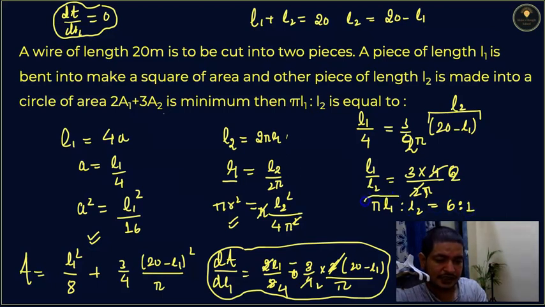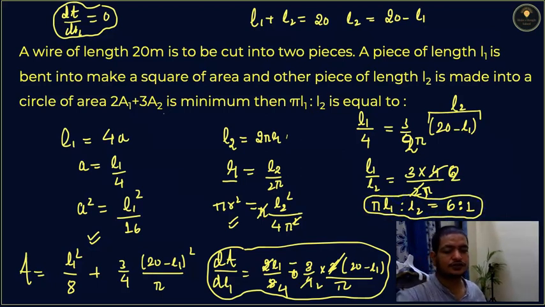And that's the ratio that you can find from here. That is pi L1 is to pi L2 equal to 6 is to 1. So this is the answer that you will get. The ratio of pi L1 is to pi L2 is equal to 6 is to 1. This is the same concept that we apply in any question that comes in this range. So you have to apply the same concept and do the same thing whenever you get such kind of questions.